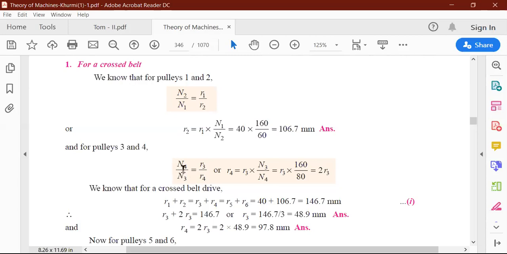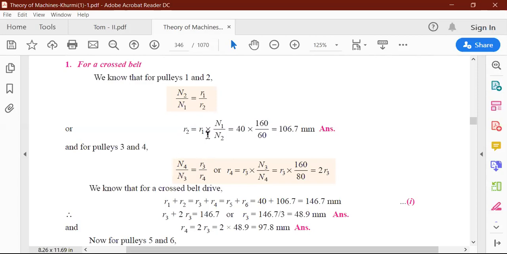R3 multiplied by N3 divided by N4. Okay, so here the values of R3 and R4 are both unknown. That's why we get one relation between R4 and R3. That is R3 multiplied by 160 divided by 80 is equal to twice R3, means R4 is equal to twice R3. So we get a simple relation between R4 and R3, because both R3 and R4 are unknown.